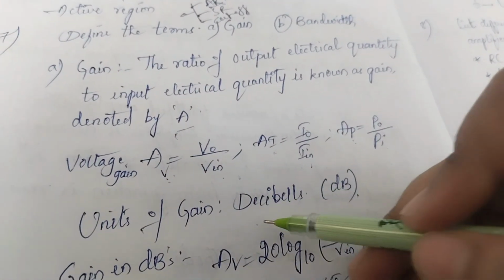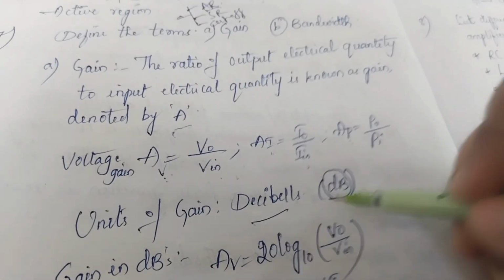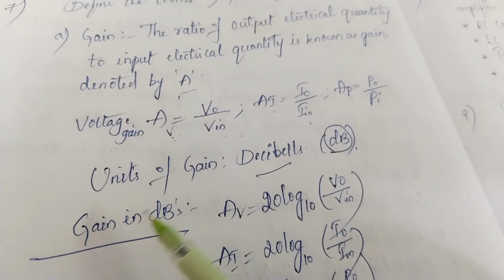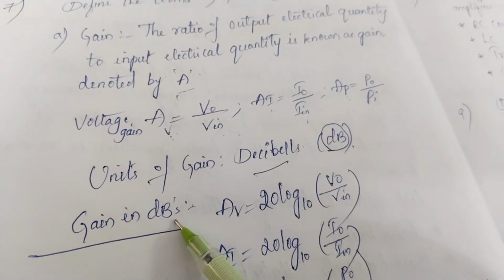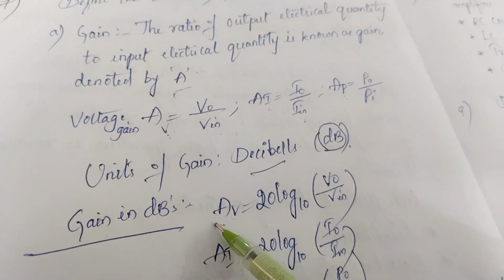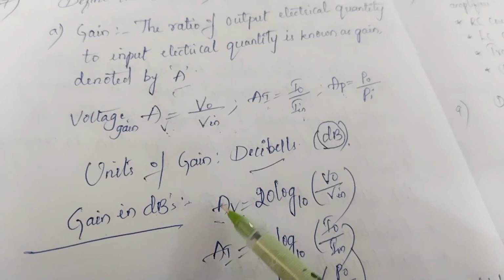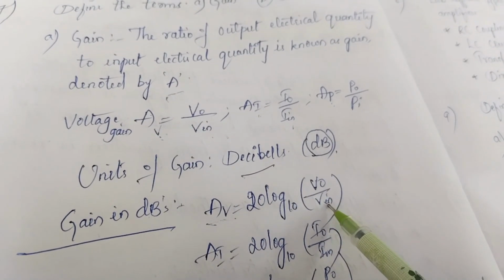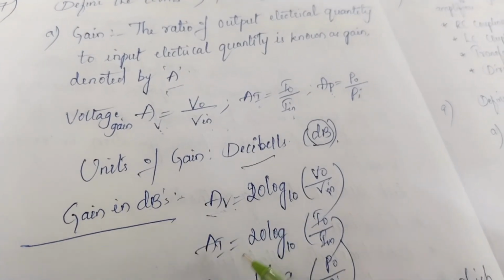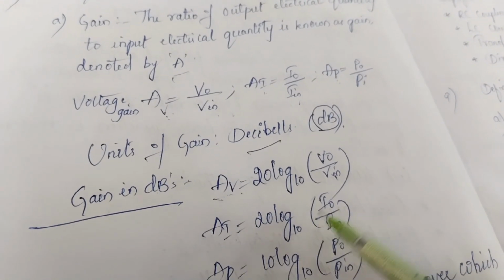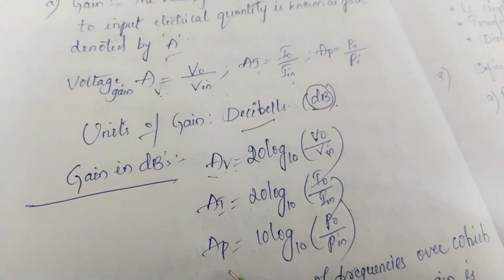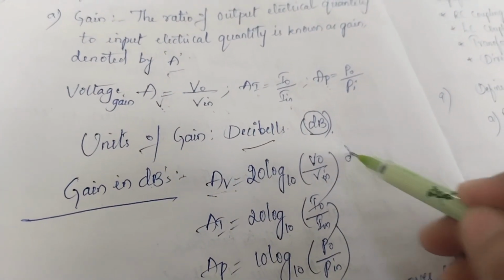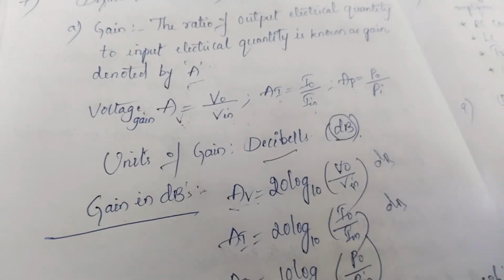And the unit of gain is decibels, represented as dB. Another question from this is to express gain in decibels. If the question is asked in decibels, then the formula becomes: voltage gain AV is equal to 20 log base 10 of output voltage by input voltage. Next, current gain is 20 log base 10 of I out by I in, and power gain is 10 log base 10 of output power by input power. So all these are in dBs.